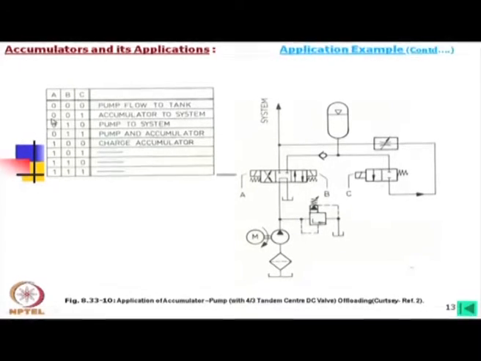Okay. Now, A is closed, B is also closed, but C is connected. In that case, oil is going to accumulate in the system. Right, from here it is going to the system. Then A is closed, B is open and C is closed. That means we are having these connections.